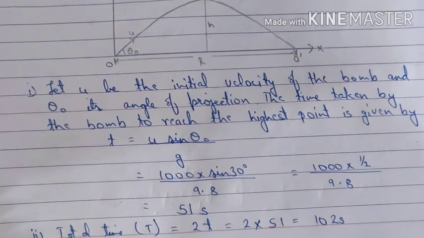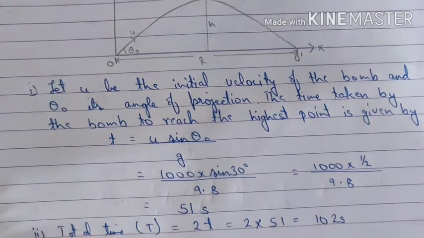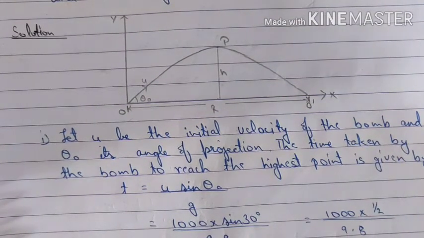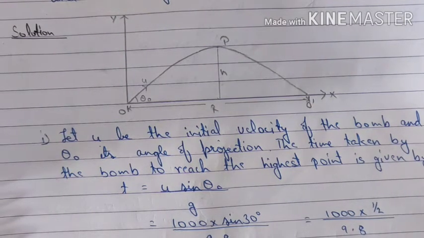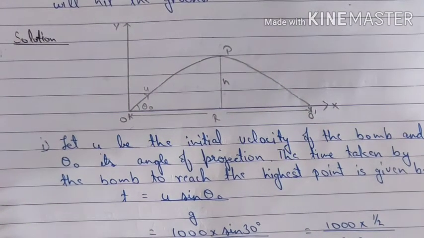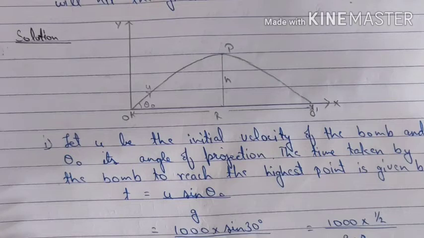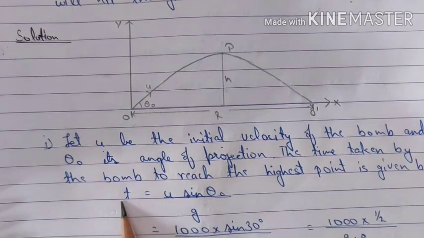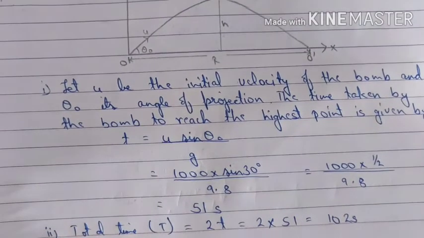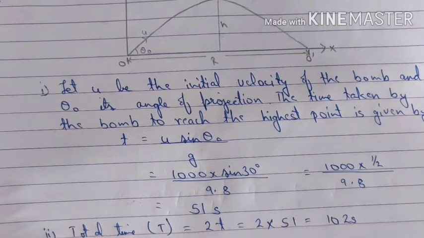The second question says, what is the total time of its motion? As we all know that the time taken by the cannon to reach the maximum height will be equal to the time taken by the cannon to move from maximum height to the ground back again. So what we can do over here is that we have already calculated the time t over here. We can multiply it by 2 and get the complete time interval. So total time T is equal to 2 into small t, which is 2 into 51 seconds, which gives us 102 seconds.